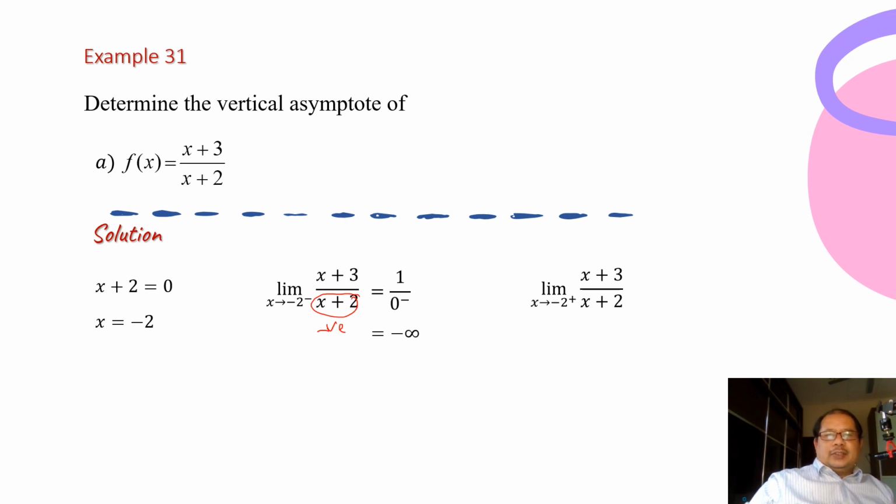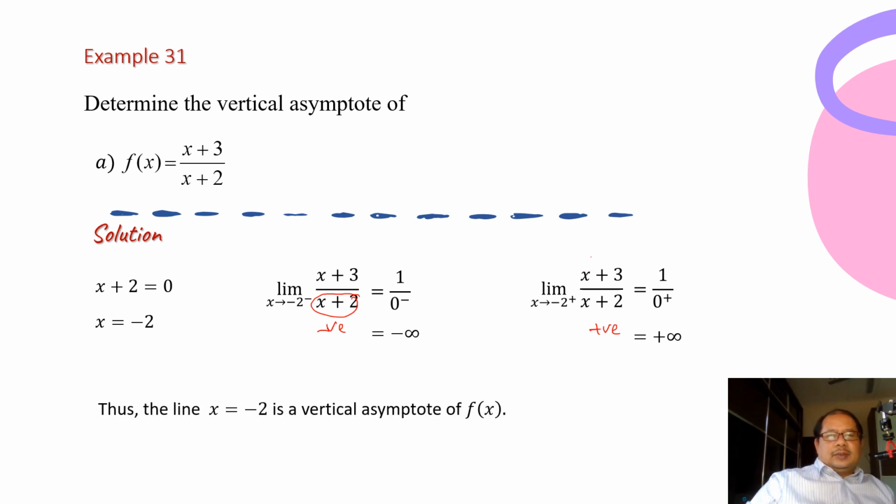Limit x approaches negative 2 from the right. If you substitute negative 2 here, you get 1. And then this is a positive, going to 0. So the answer is positive infinity. So we can conclude that the line x equal to negative 2 is a vertical asymptote of f(x).